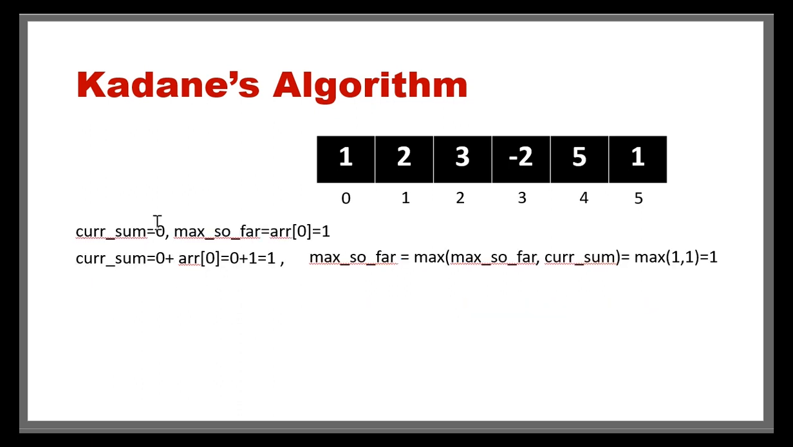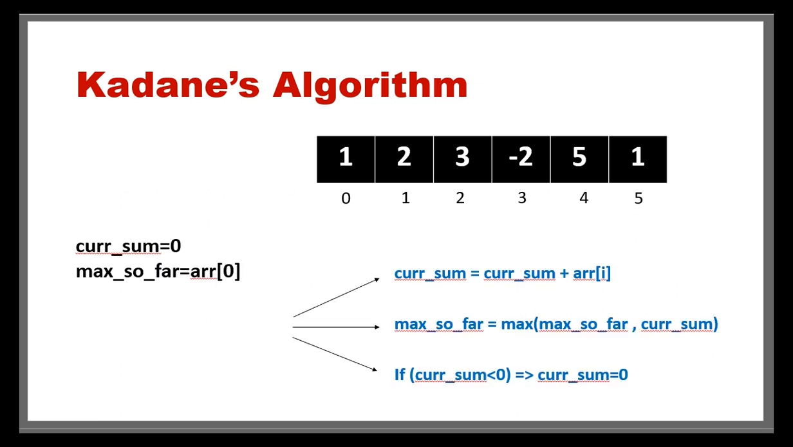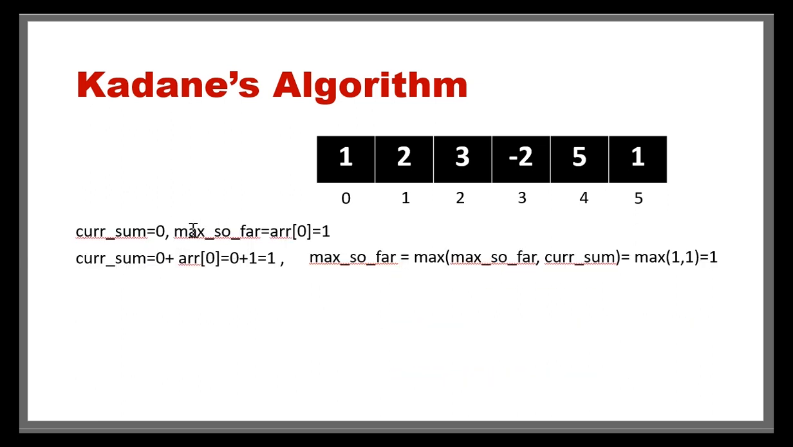So let's move forward. See what we are doing. Our value for current sum is 0, as we discussed in the previous slide, and the value of maximum so far is the element at 0 index, which is 1 here. Now we are calculating current sum. Moving forward to the next step.